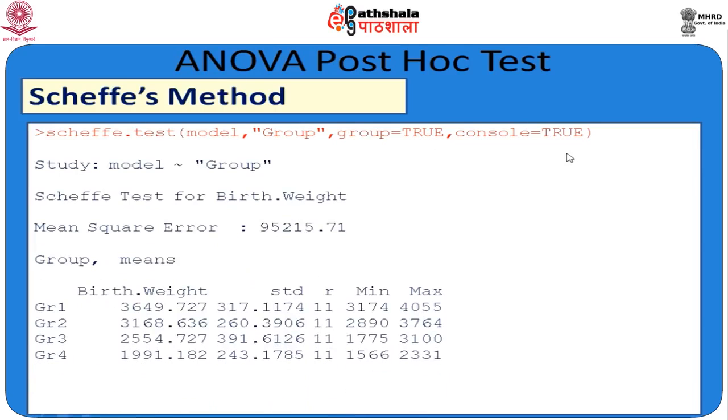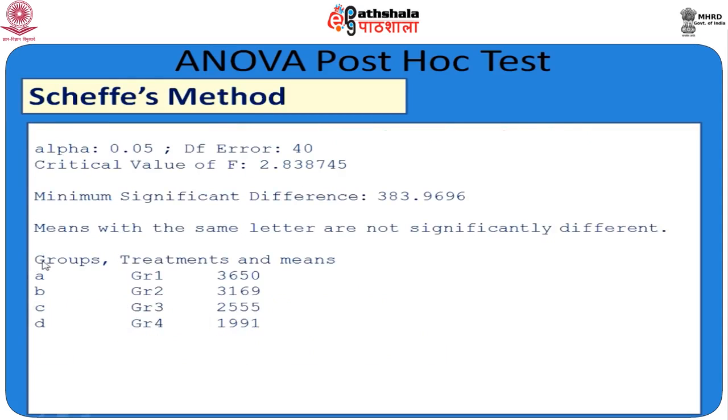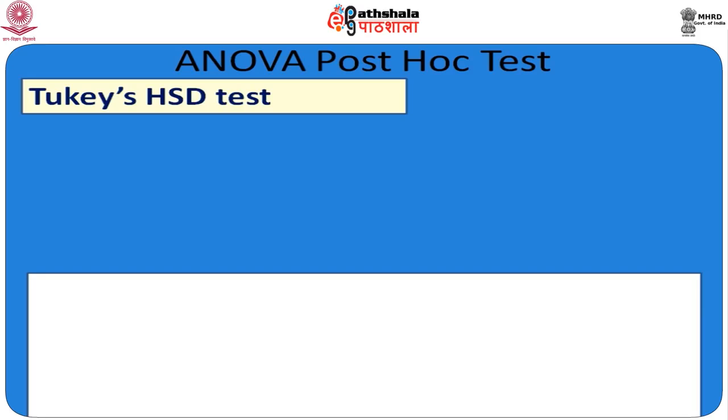The results should be as they were in the LSD test, and you should focus on the last table, that is A, B, C, D. That means all 4 letters are distinct, they are different, so all the groups are significantly different. All the pair comparisons are significantly different. Another test is the Tukey HSD test.